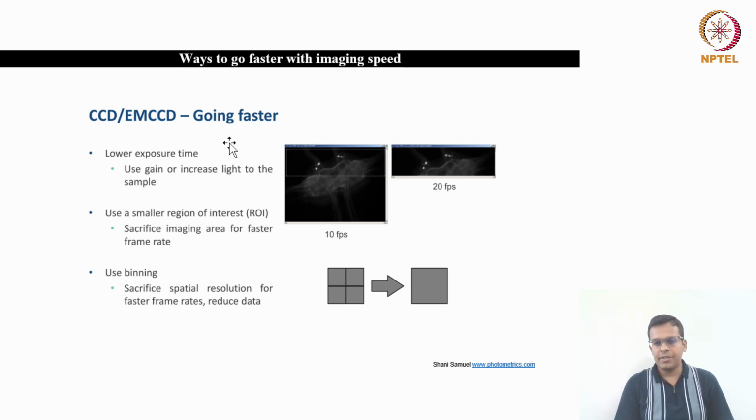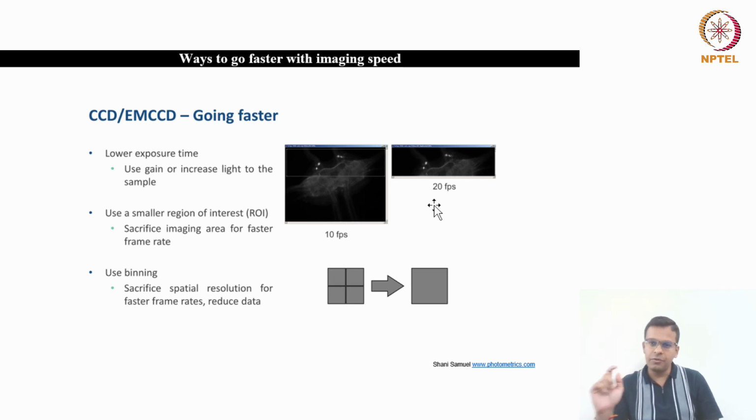Then use a small region of interest. Suppose your area of interest is only this portion. Don't image the entire field, because the camera needs to process electrons from so many pixels. You can crop this area and ask the software to image only this area. Let's say with the entire field you can go for 10 frames per second, but if you select half the field, you can go for 20 frames per second, because the camera has to process electrons from only half the number of pixels. So by reducing the region of interest, imaging a smaller area, you can go faster.